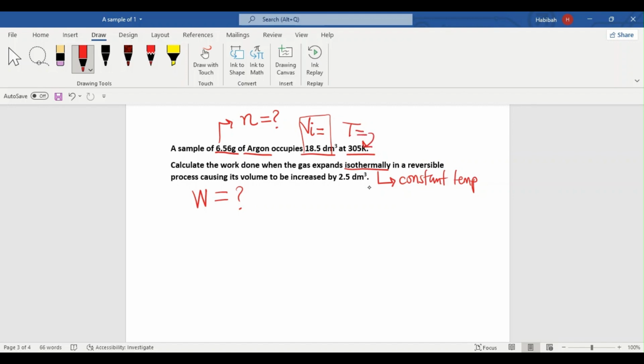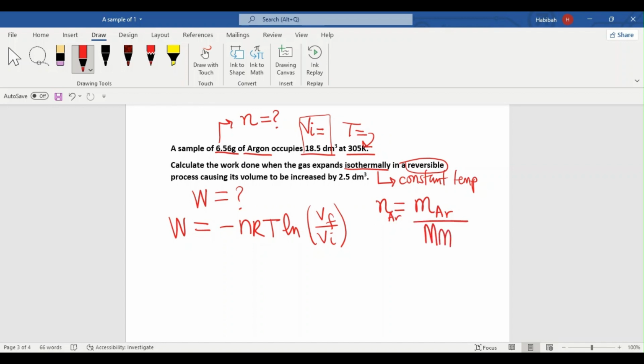So in a reversible process. Now, this is the key to this question because it's possible for you to be asked to find the work done when a gas expands isothermally, either in a reversible process or against constant external pressure. But because we're asked in a reversible process, the formula we're going to use will be specific to a reversible process. So that's going to be work done equals negative nRT ln(V final divided by V initial). So we have the number of moles of argon equals mass divided by molar mass of argon.